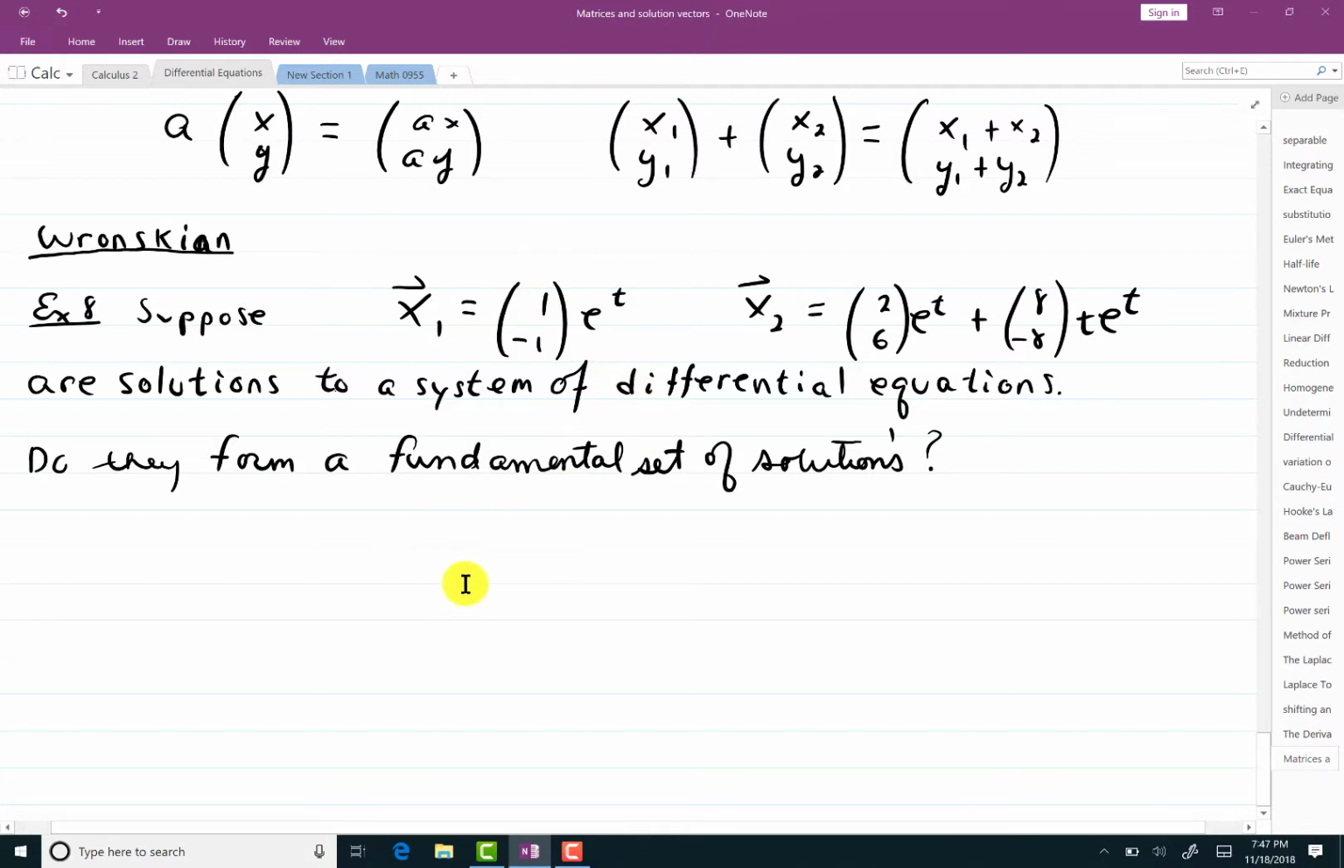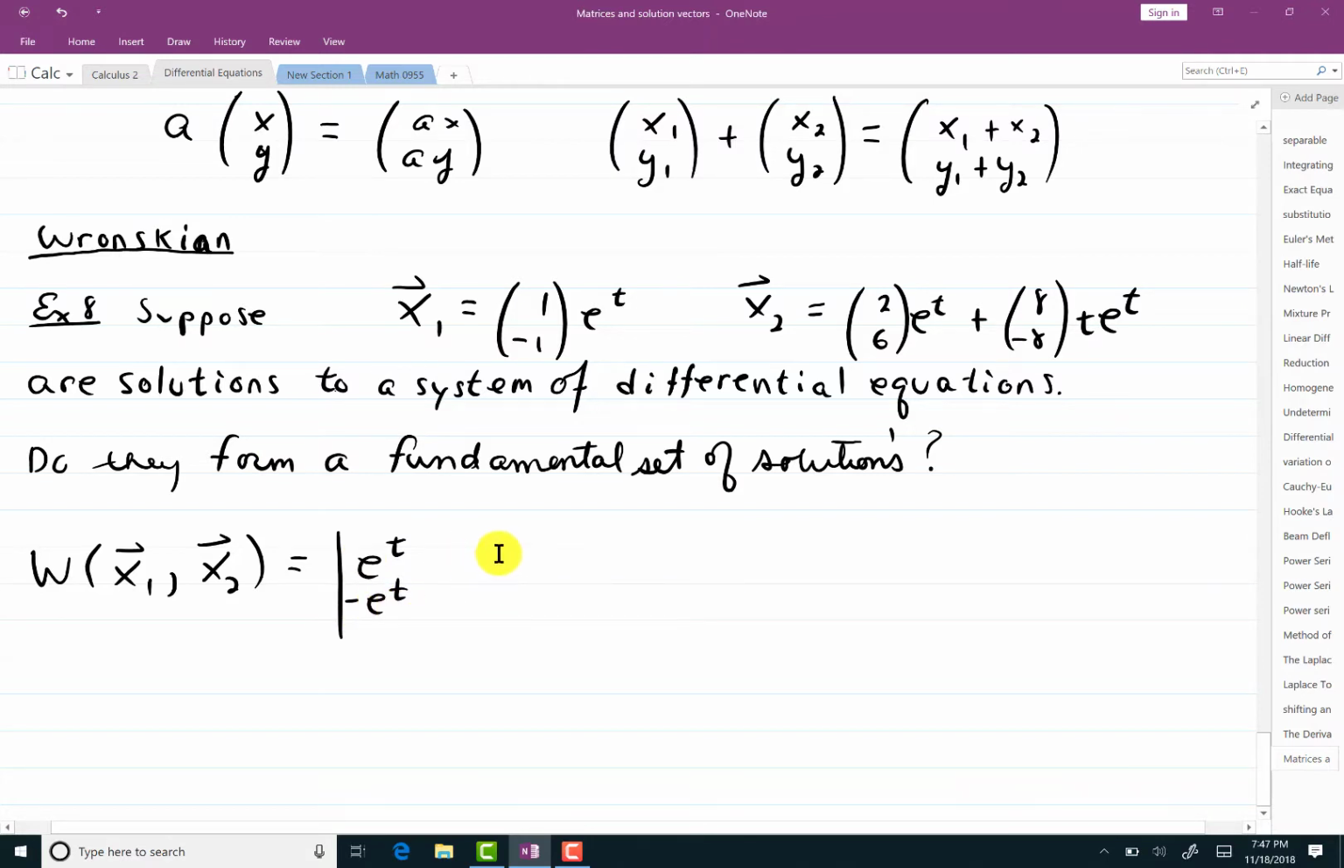So let me go ahead and put these in here. So we're going to look at the Wronskian of x1 arrow, x2 arrow, and it's just a 2 by 2. Since you have 2 rows, you also have 2 columns. Let me get my first column here. I'll have e to the t, then I'll have negative e to the t. Notice I'm not doing anything with derivatives.